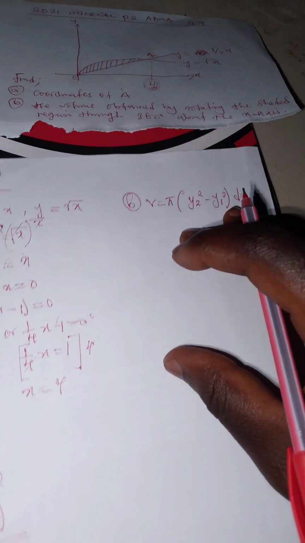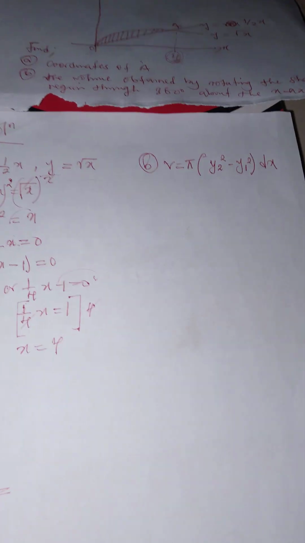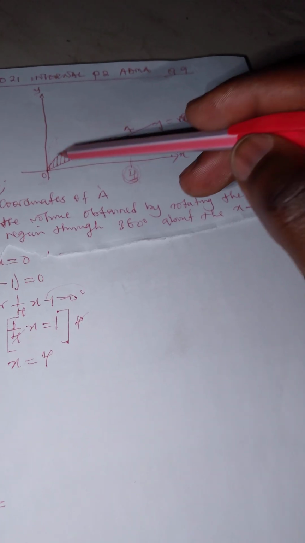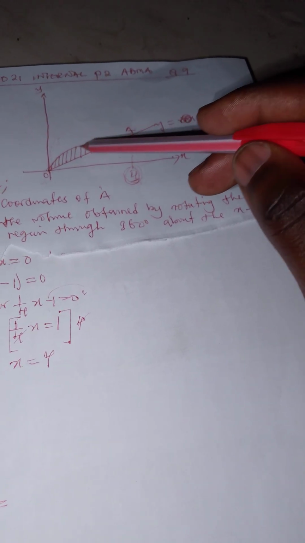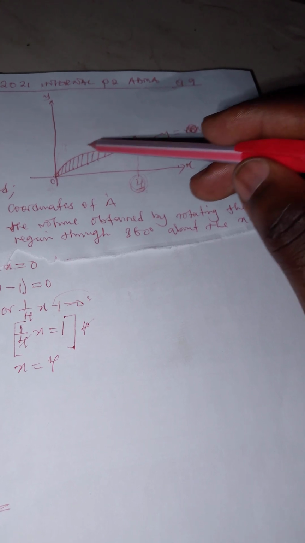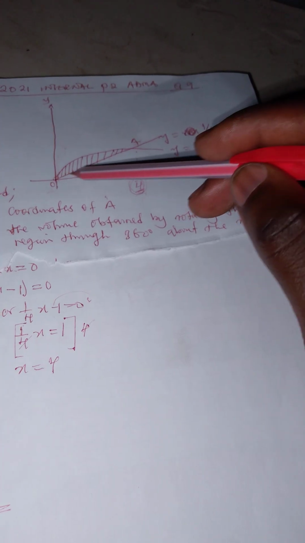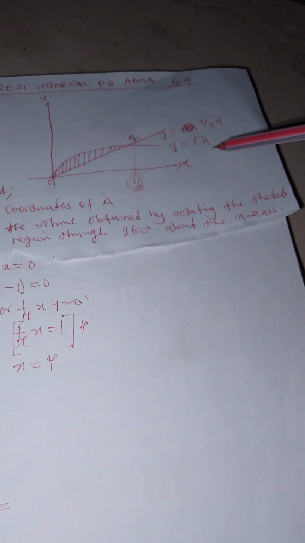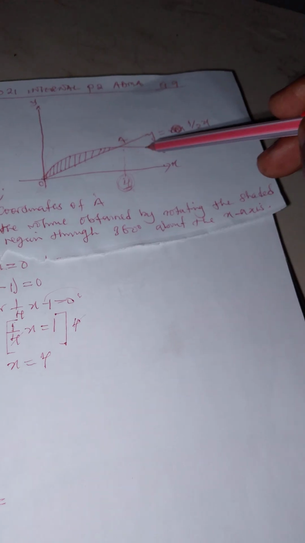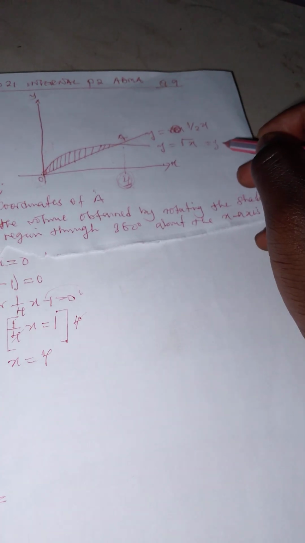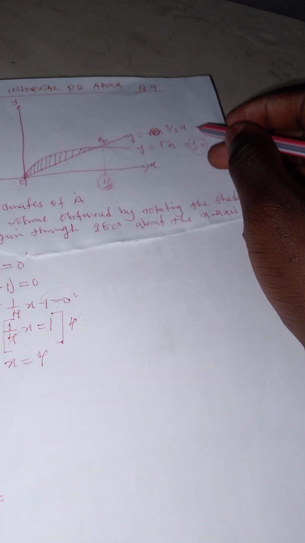Now here, a candidate must be very careful to identify which one is y1 and which one is y2. Remember, this can only be obtained by clearly analyzing the given curve. When you look at the curve here, the line which is above the other is always y2. The line which is below the other line is y1. So here I can say y equals root x is on top, so it will be my y2. Then this is my y1.